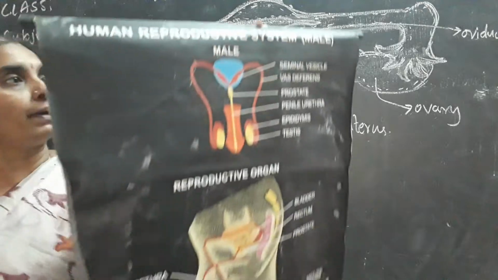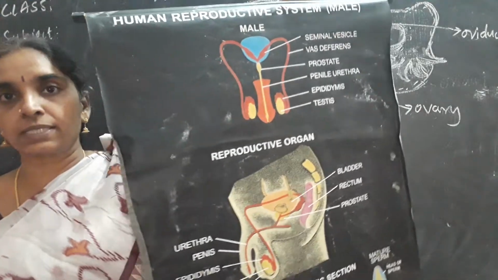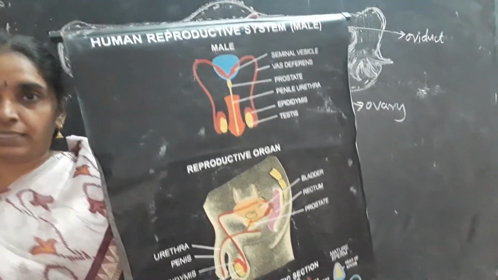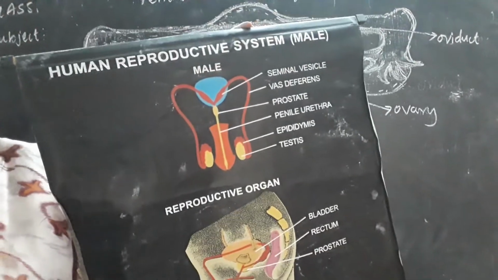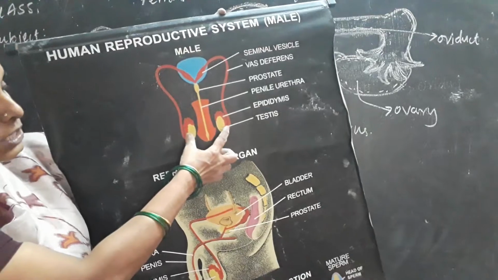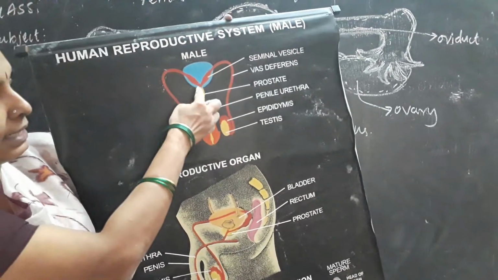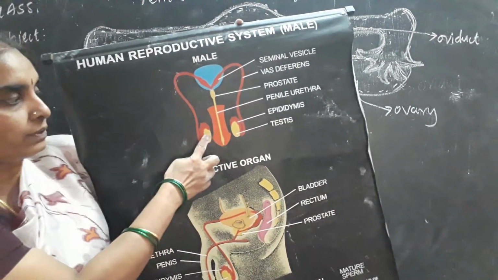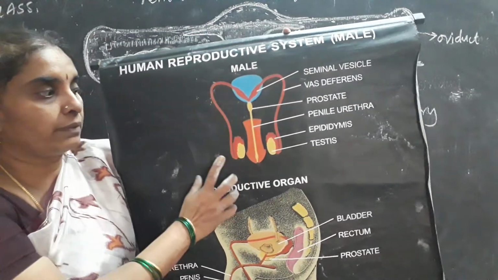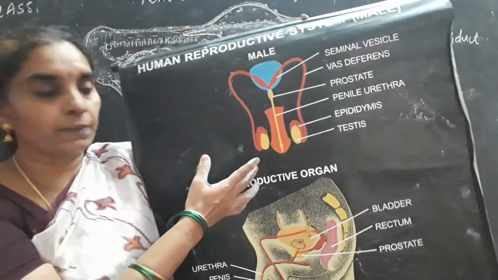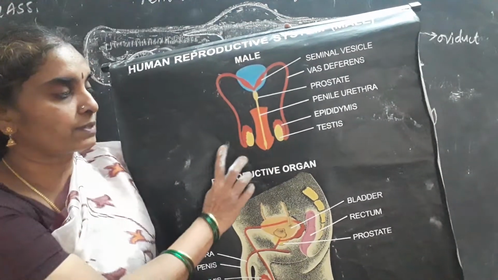So this is the male reproductive system that you have seen in your previous class, isn't it? See here. It consists of a pair of testes, seminal ducts, and the penis. The testis produces the male reproductive cells, sperms. Each testis produces millions of sperms.